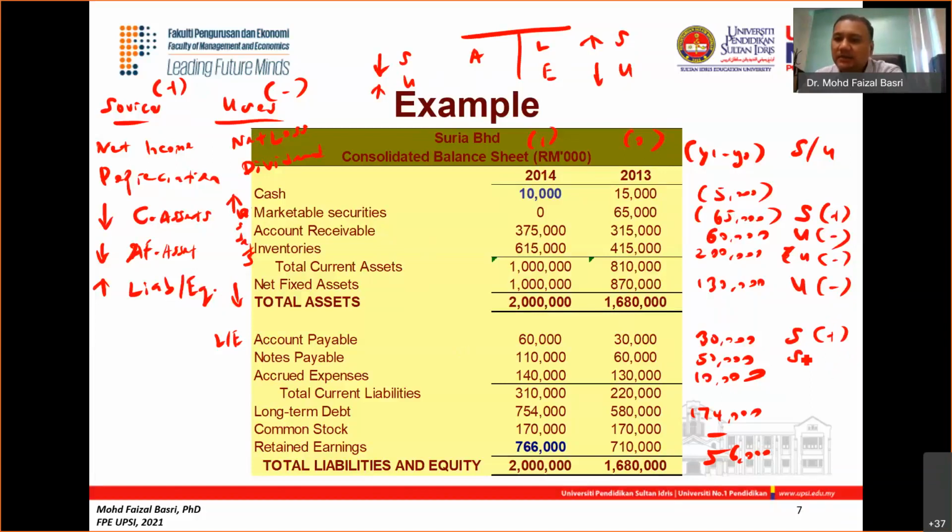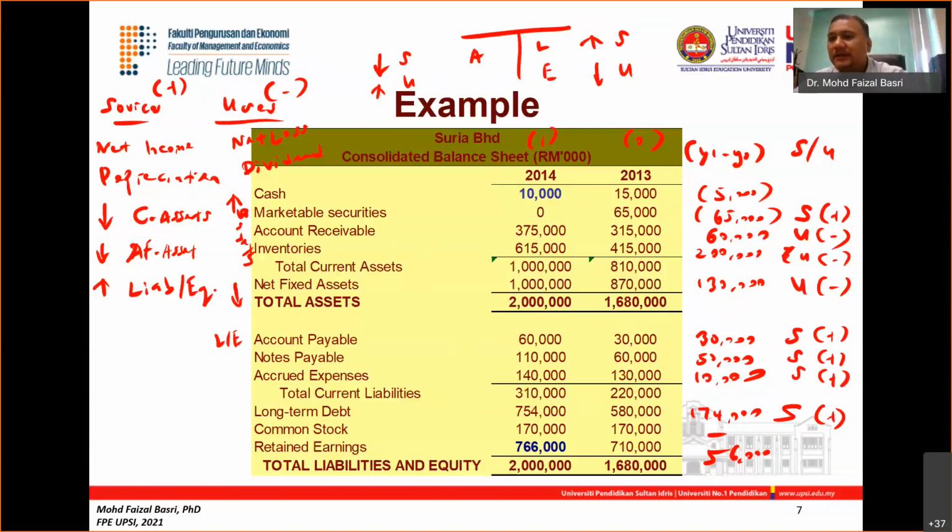Notes payable, source, you add. This accrued expenses, source, you add as well. And for long-term debt, source, because it's positive, you add as well. So that's it. Common stock will not be part of it because there's no changes. Okay, so 0. You don't have to record it. Okay, retained earnings, we leave it as it is first. We're not gonna record retained earnings just yet.